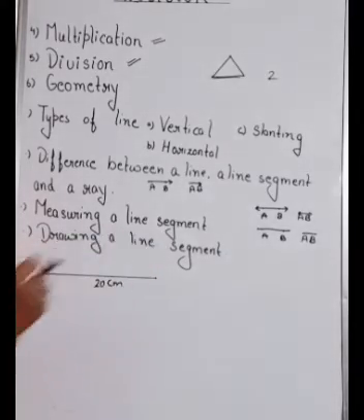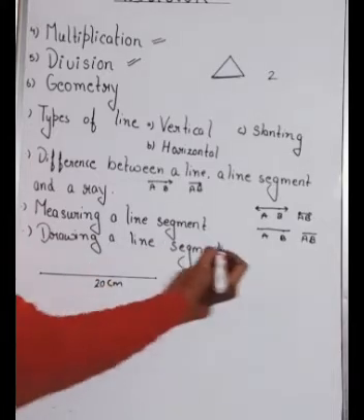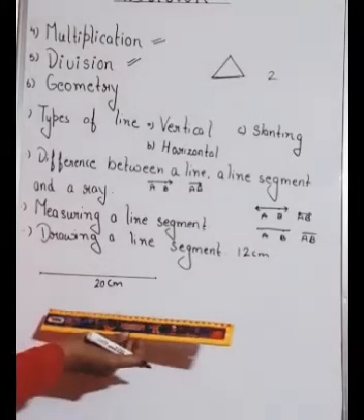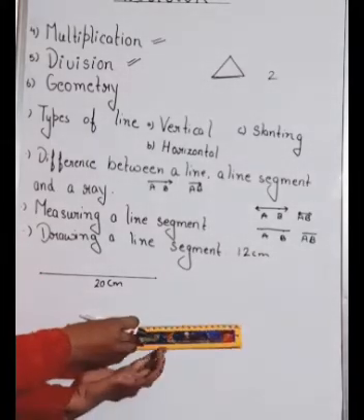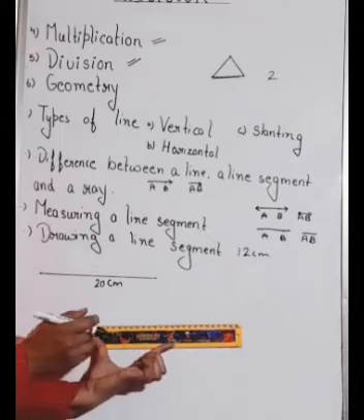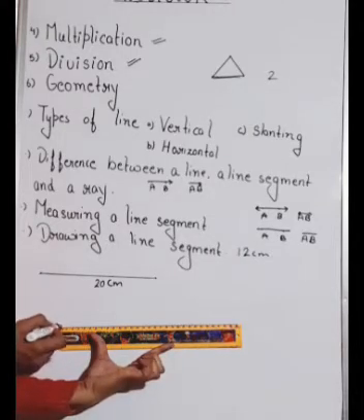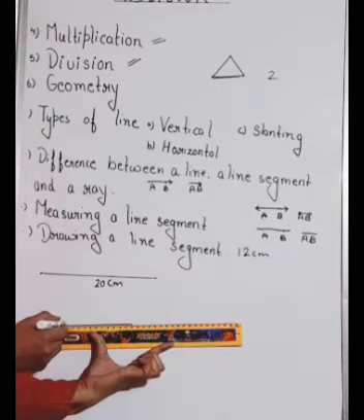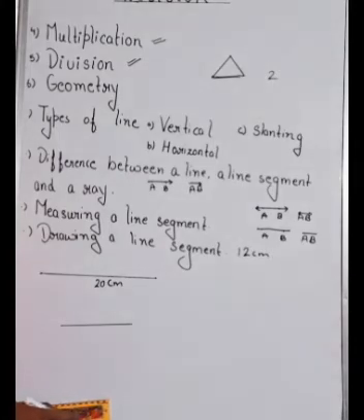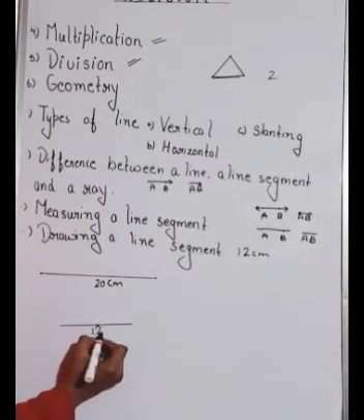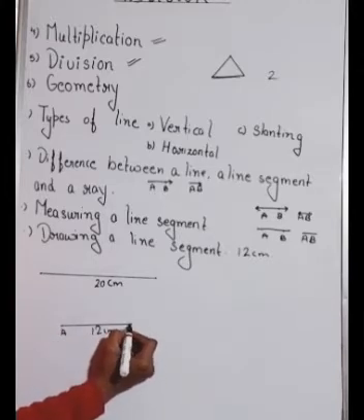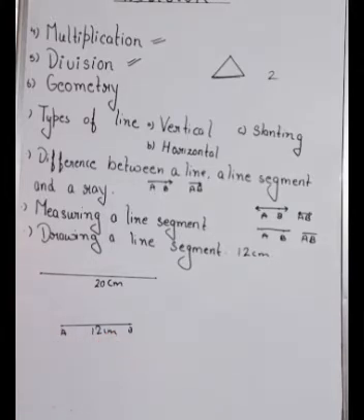Now second is drawing a line segment. Suppose I told you to draw a line segment of 12 centimeter. Now how will you do it? You will put your ruler, then what you have to do? It is of 12 centimeter, so put one point at 0, and another point at 12. And now join these two. So this is a line segment of 12 centimeter. You will name it A and B or whatever alphabet you want to use. So these are the important things of your chapter number 6.